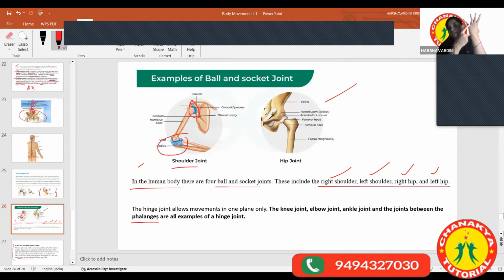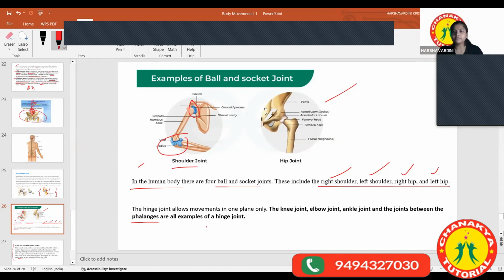Here, you have a joint here, right? Yes, ma'am. Those are phalanges. Ma'am, those are hinge? No. They are called phalanges. So the joint between your knee, elbow, ankle, and the joint between your phalanges. Ma'am, so the joint between the phalanges is hinge?